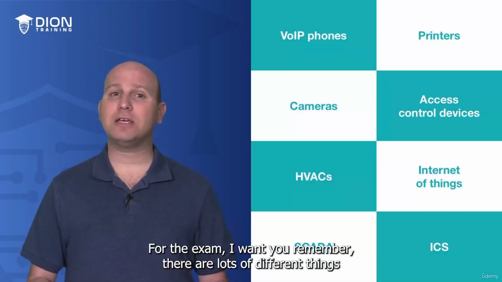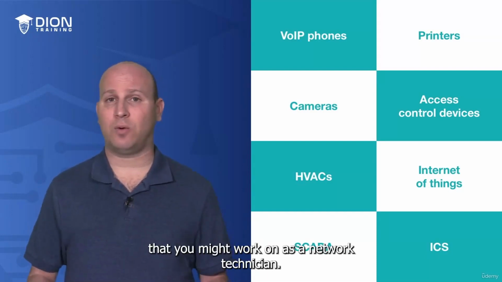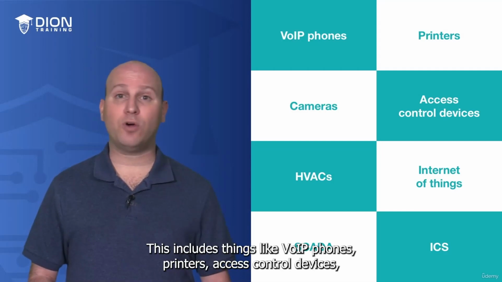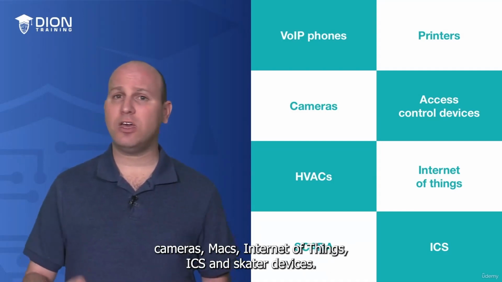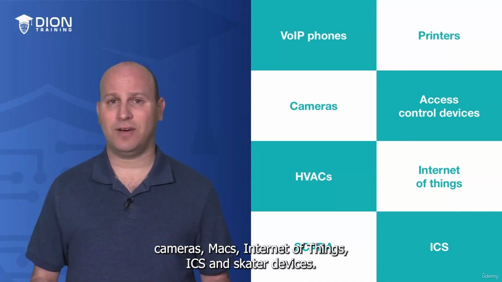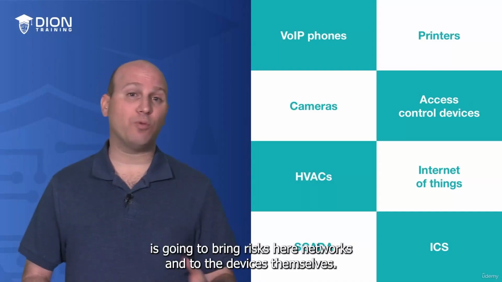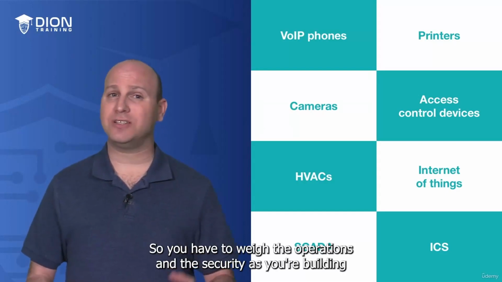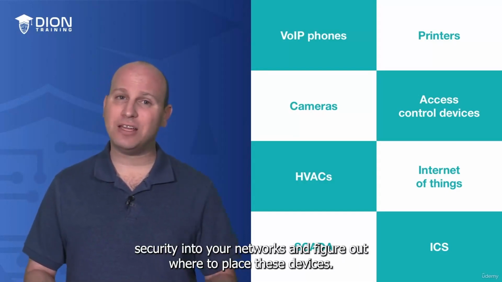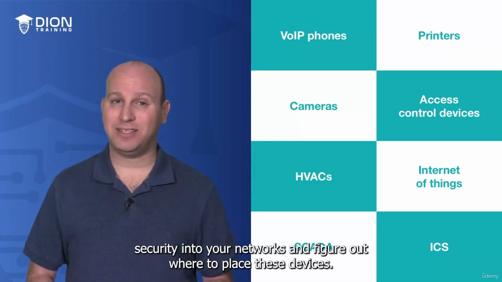All right, for the exam, I want you to remember there are lots of different things that you might work on as a network technician. This includes things like VoIP phones, printers, access control devices, cameras, HVACs, Internet of Things, ICS, and SCADA devices. Each of these devices is going to bring risk to your networks and to the devices themselves. So you have to weigh the operations and the security as you're building security into your networks and figuring out where to place these devices.